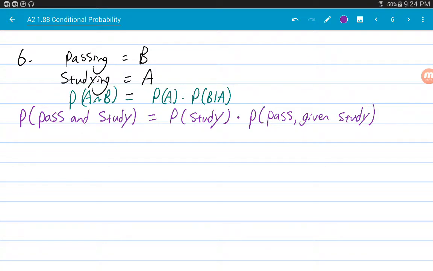So, if probability of A and B is equal to probability of A times probability of B given A, and we've already defined that passing is B and studying is A, I'm going to turn these into words. So the probability that she studies and passes is equal to the probability that she studies times the probability that she passes given that she has studied. So which do we know? We know the and probability. We have that. I believe that was 17 out of 20.